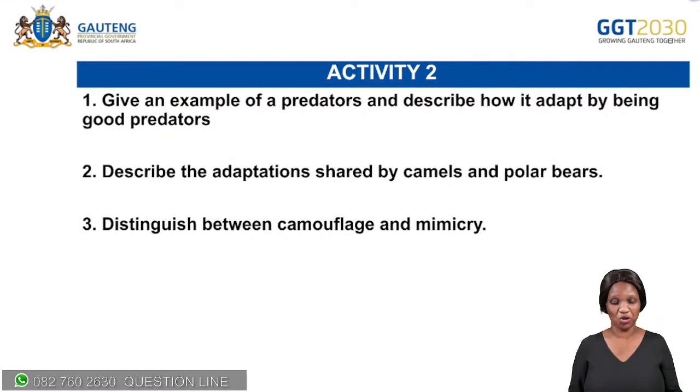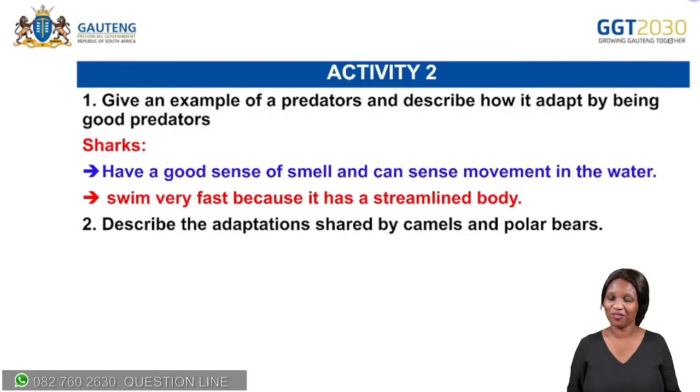Well, grade 8, hope you have answered the questions. Let's check whether you answered correctly or not. Let's check question number 1. It says, give an example of a predator and describe how it adapts by being a good predator.